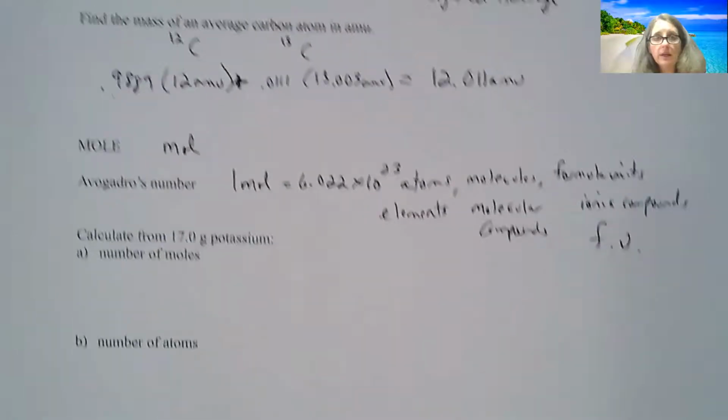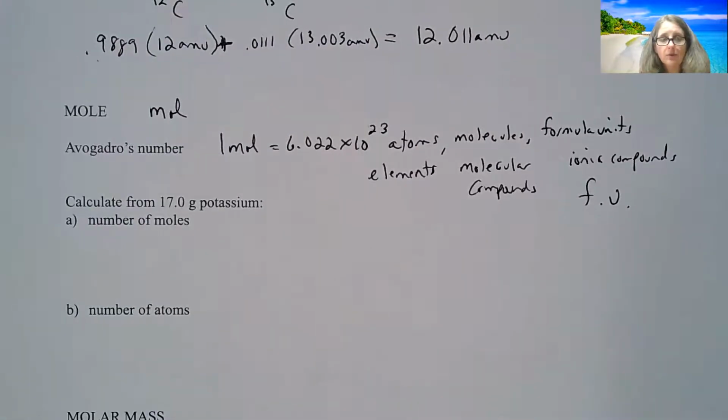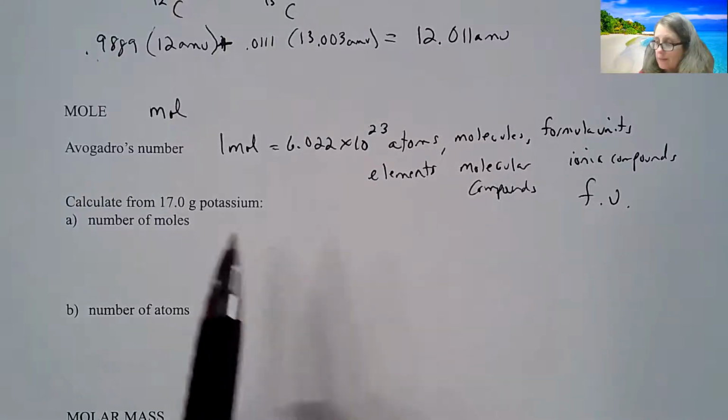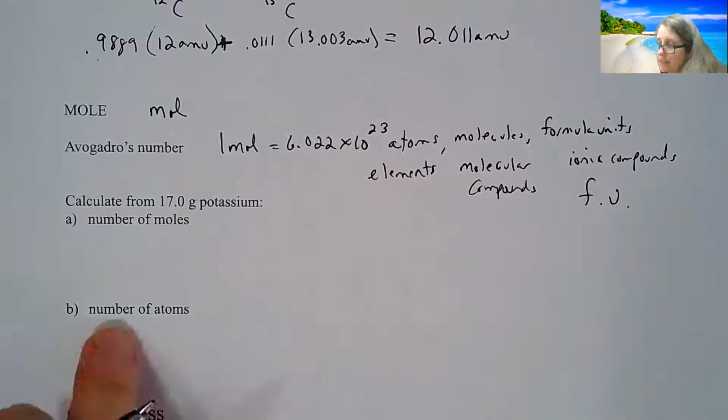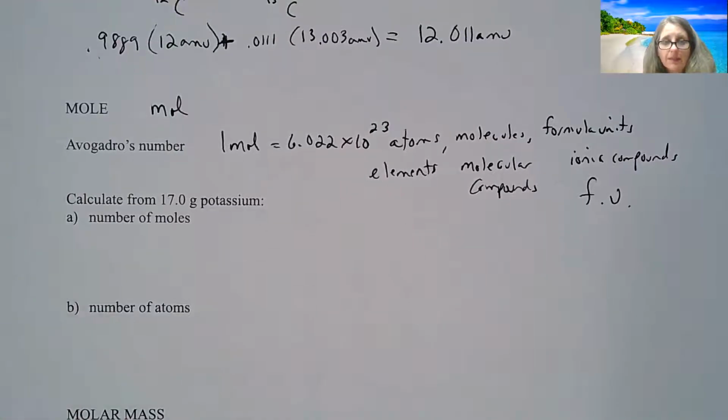So we are going to be using Avogadro's number in a series of different kinds of calculations. But starting with grams, we can take our information from the periodic table and we can calculate this. So see if you can find the number of moles of potassium and see if you can find the number of atoms. I'm going to stop the video now, and then you're going to see the answer here in a second.